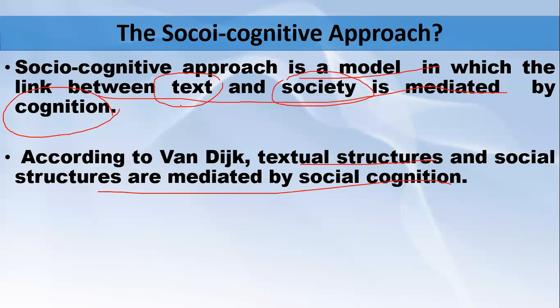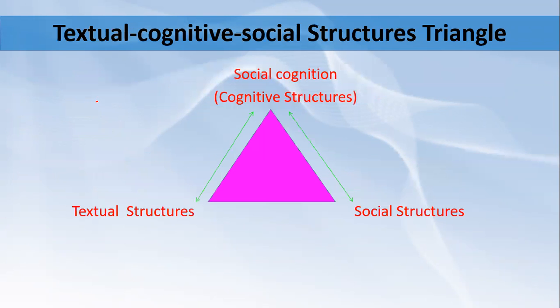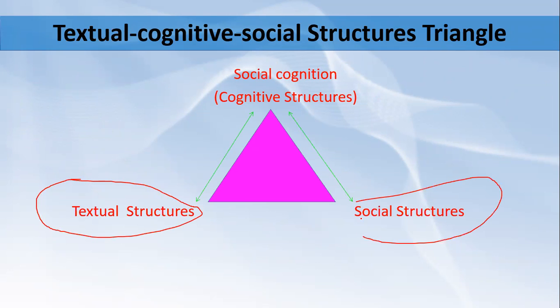Now, according to Van Dijk, the link between the text and the society is mediated by human cognition. Look at this diagram simply. Here we have the textual structures of a text. Here we have the social structures, the structures of society. Here we have the social cognition, or you may say the social cognitive structures. Now, the link between these two is created by our cognition.